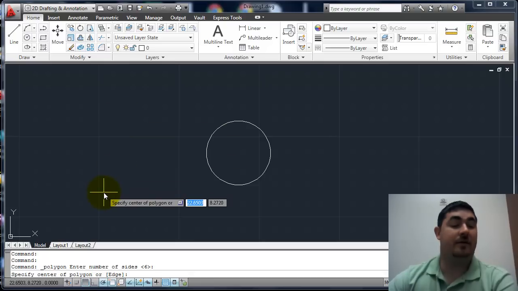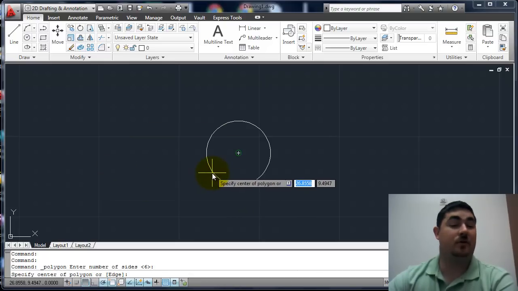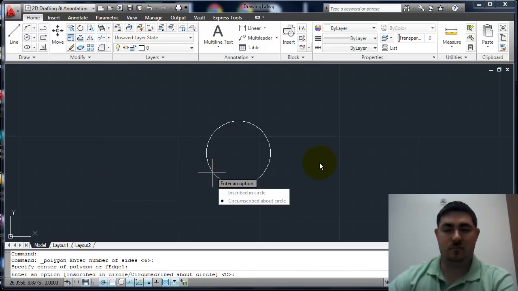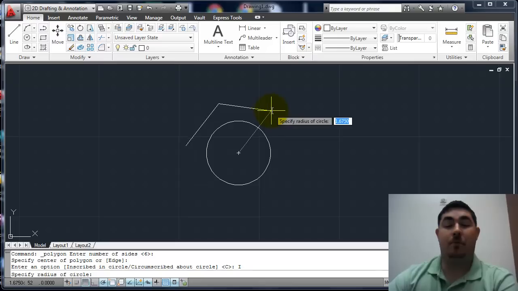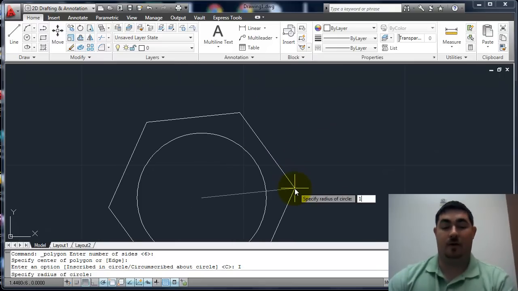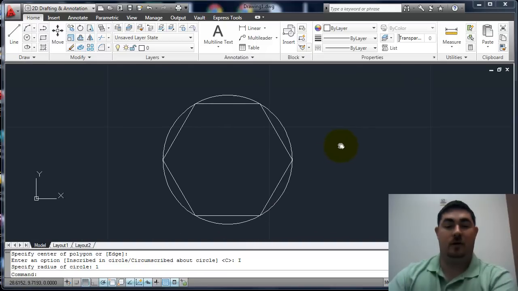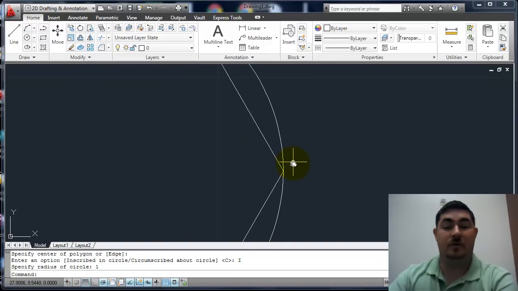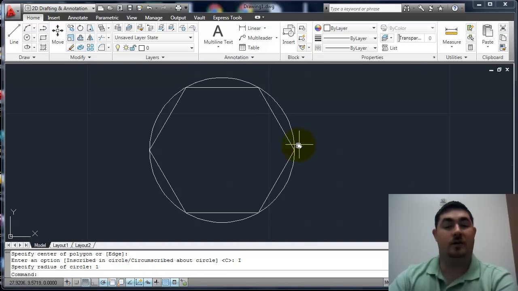Now it asks me the center of the polygon, so I'm going to pick the center of the circle. Now we get a couple options: we want it inscribed or circumscribed. Inscribed holds it by the points of the polygon, you can see here. So if I did it as a radius of 1, and the circle had a radius of 1 also, the points of the polygon are touching the circle.